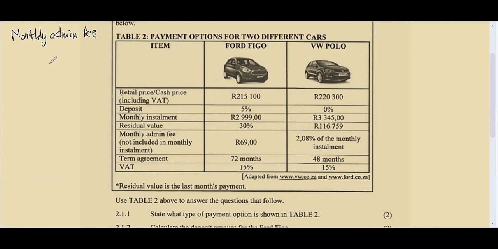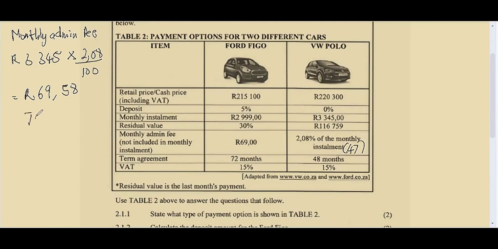So we are told that it is 2.08% of the monthly installments. Therefore, to calculate that, let's take the monthly installment, multiply it by 2.08%, right? Then we find a value of 69.58 rand. So this is our monthly admin fee, but note that this monthly admin fee has to be paid for a total of 47 months. Why not 48 months? Remember, the last month is reserved only for the residual value, right?